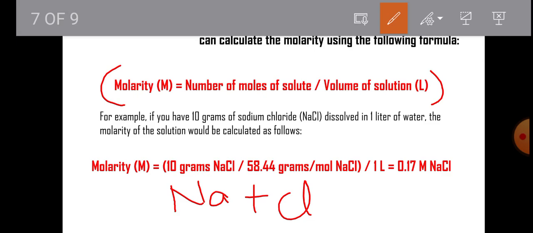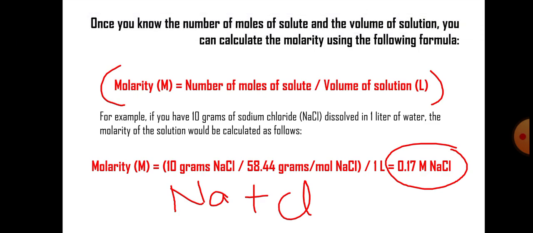The outcome would be 0.17 molar sodium chloride. So, if a solution contains 10 grams of sodium chloride in 1 liter, then the molarity of the solution is 0.17.